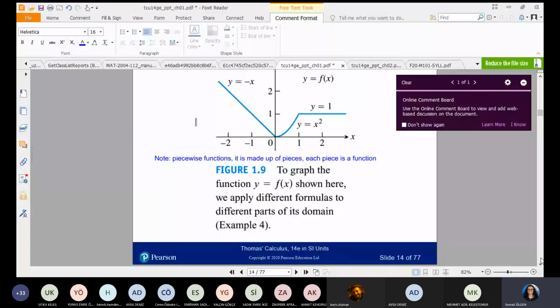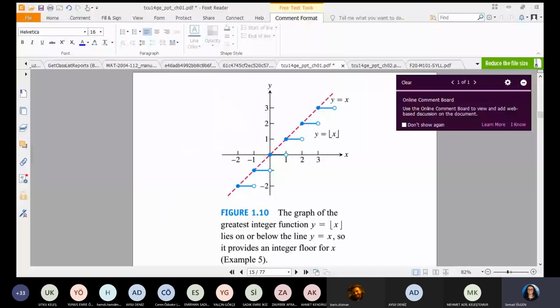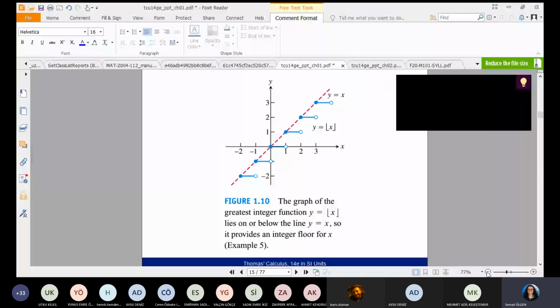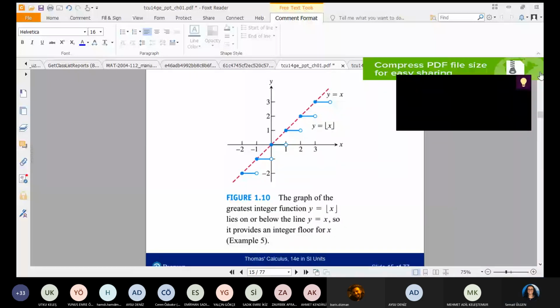Okay, next page. That's my next page. How am I going to get to it? Just give me 1 sec. Okay, let's go back to the previous one. Everything's fine.